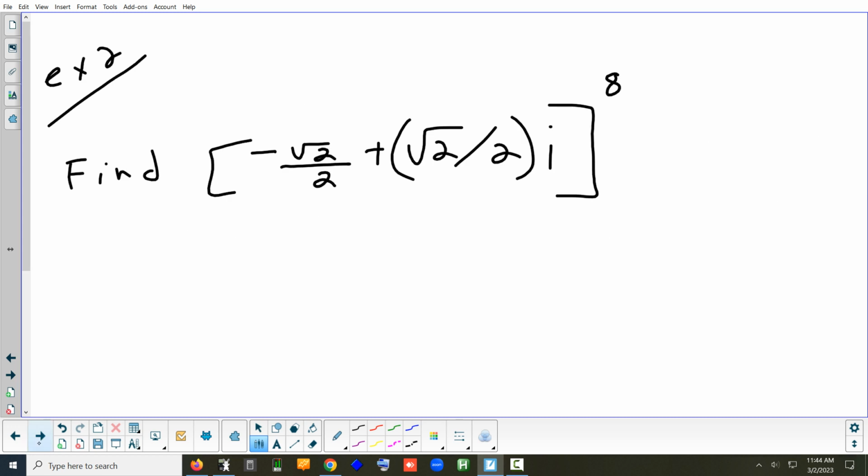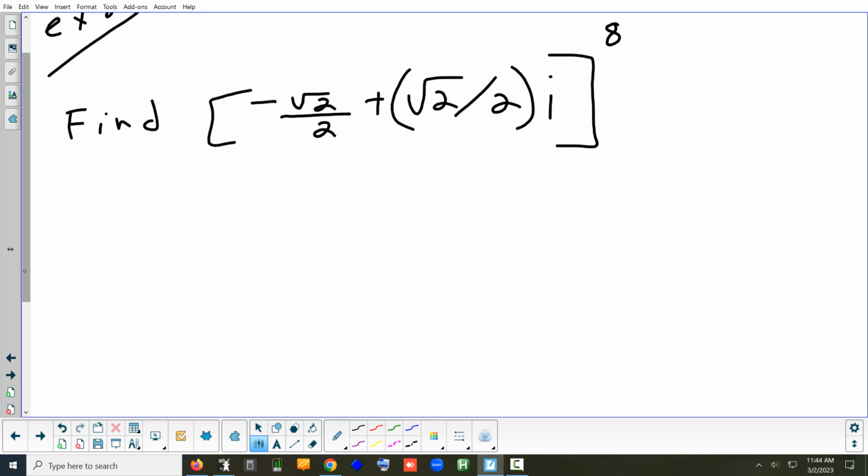All right, so here's one that's already in standard form. That's not in trig form. So let's try this. What quadrant am I in this time? So that'd be this second quadrant.